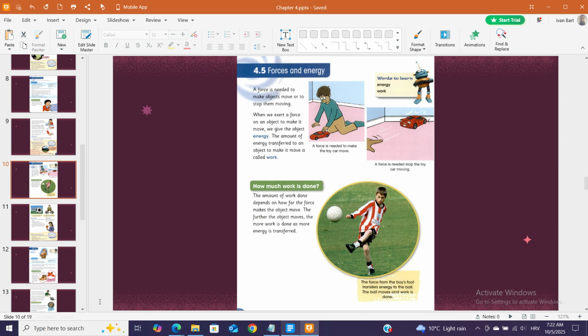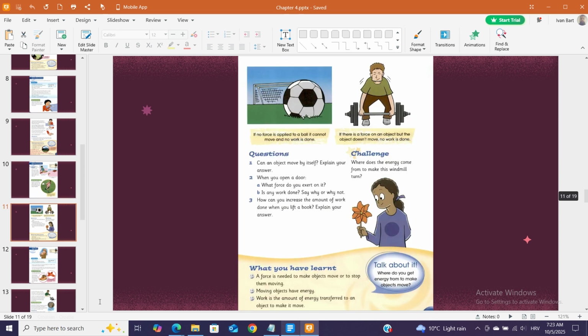The force from the boy's foot transfers energy to the ball. The ball moves and work is done. If no force is applied to a ball, it cannot move and no work is done. Questions. If there is a force on an object but the object doesn't move, no work is done.